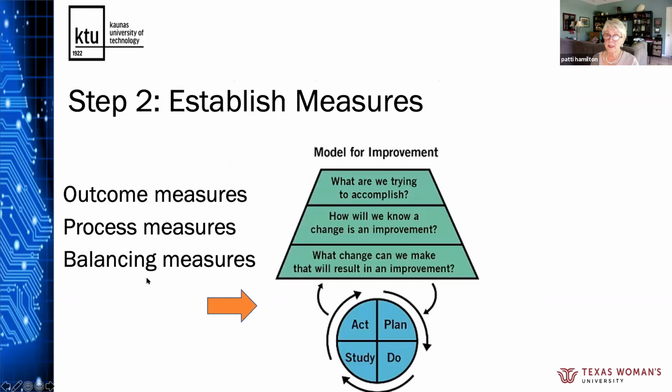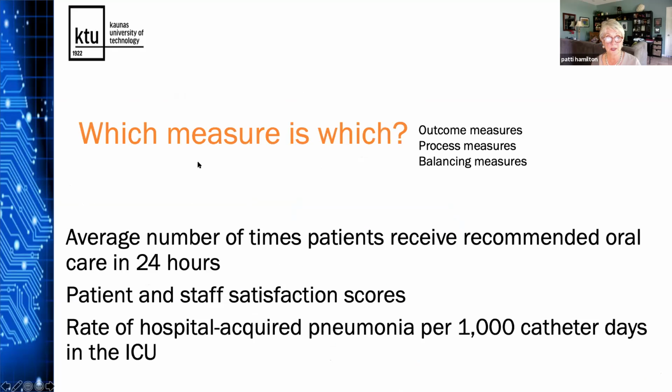Now, there are 3 kinds of measures. I think you saw that in the very first video from British Columbia and Canada, where they talked about outcome measures, process measures, and balancing measures. We're going to be deciding on those measures. So, which of these measures below is an outcome measure, which is a process measure, and which is a balancing measure? Take a second and look at that. Make your mind up.